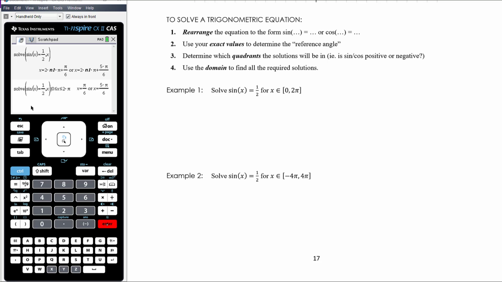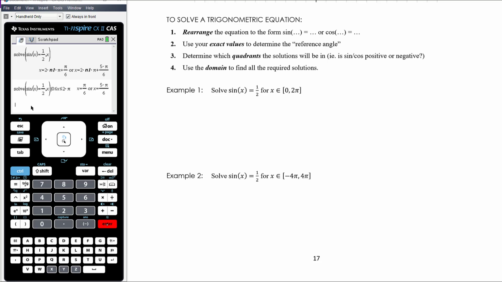The first thing is to rearrange the equation, so the only thing on the left hand side is sine of something or cos of something or tan of something if it's a tan equation. We'll revisit those. We'll look separately at the tan function down the track. Then once we've done that, we then need to use our exact values to determine what I'm going to call the reference angle. Okay, so this value won't necessarily be a solution to the equation, but all of the solutions will be connected to this value.